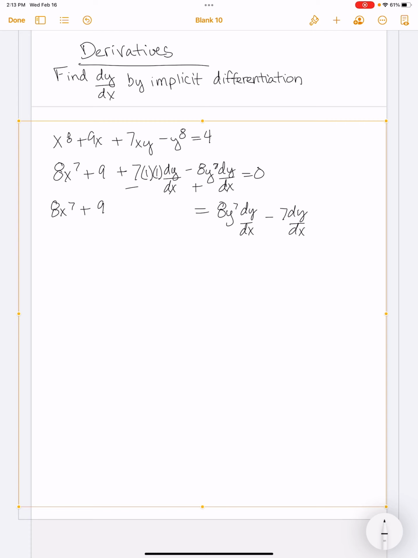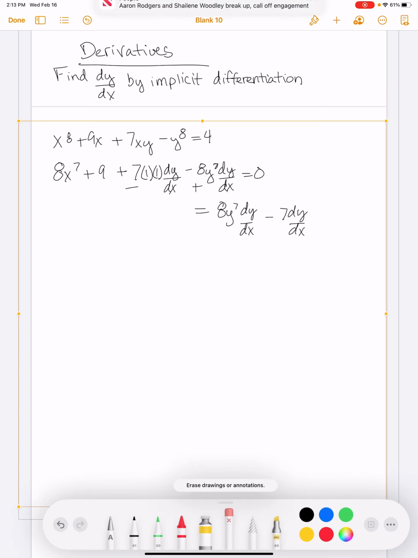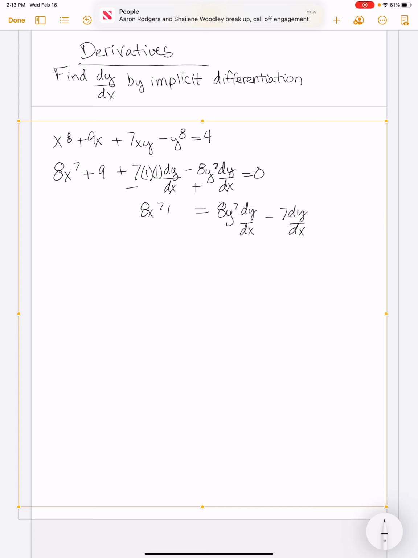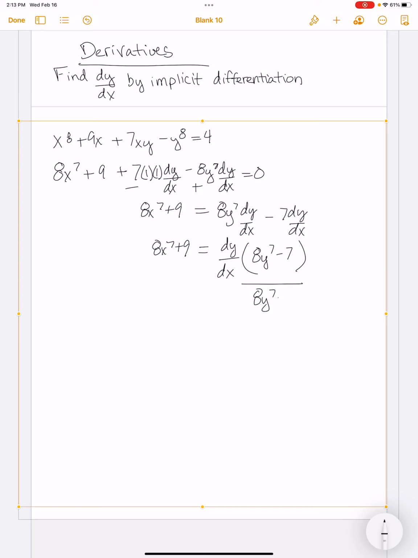Okay. And then let me bring this a little bit closer here. And this was just what was left on the left-hand side. Now, since we need to isolate dy dx, we have a common factor here in each one of our parts on the right side. So we're going to take dy dx out. We're going to have 8y to the 7th minus 7. This side stays the same. And then to complete the isolation of dy dx, we just divide this away. And then that is our derivative.